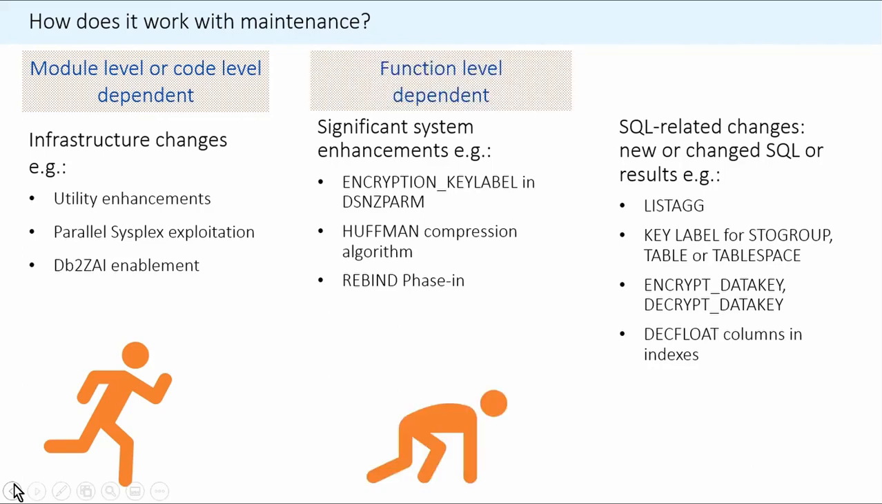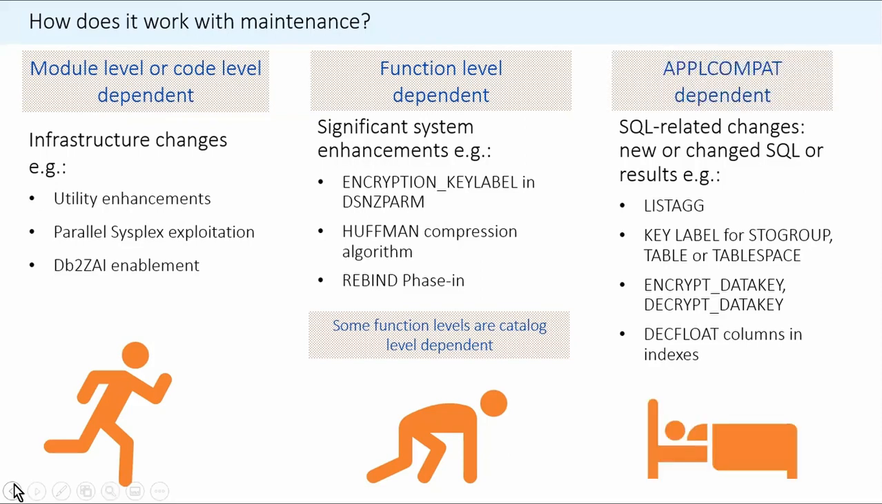The significant system enhancements are function level dependent. So they're in the code, they're ready to go, but they're not active yet. Some of them will require a catalog change, right? You'll have to update the catalog before you can enable those. In this particular case, the encryption key label was function level 502, Huffman was 504, and rebind phase-in was 505. And then all the SQL related changes are application compatibility dependent. So they're in your system, but they're dormant. They're not going to affect any applications until someone takes some specific action to bind their package with the appropriate application compatibility level.